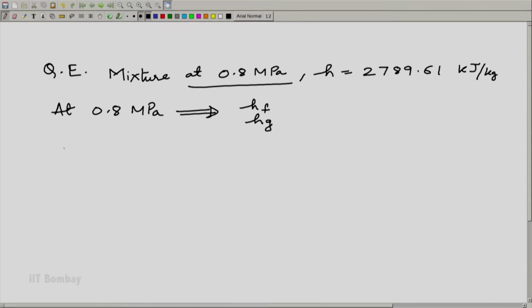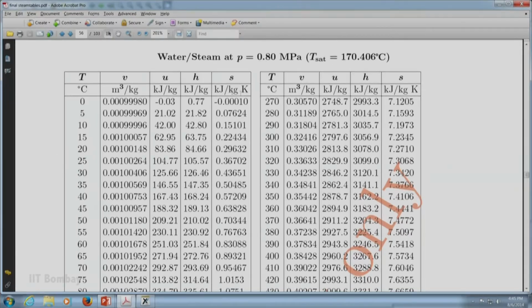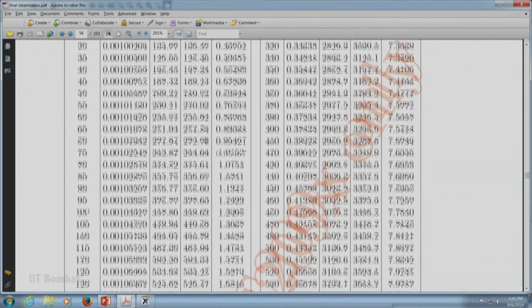Alright. I will refer to table number 3, because from table number 3 also I get these values. I can get Hf and Hg from table number 2 also, where the pressure is the base, but I will go to table number 3 and open the page for 0.8 MPa. This is table 3 at 0.8 MPa, and you can see that the Tsat value has been given, 170.406. Corresponding to this Tsat value I can get Hf and Hg values, so let us see this 170 degree centigrade.